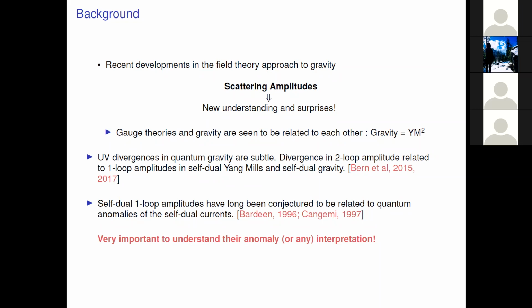Further, it has been known for a long time that the self-dual one-loop amplitudes have been conjectured to be related to quantum anomalies of the self-dual currents. This was noted by Bardeen and Cangemi in 1996 and 1997. So what arises is that the divergence in the two-loop amplitude is ultimately related to some kind of quantum anomaly which has not yet been discovered, but it has been linked to these one-loop amplitudes. And that is why it is very important to understand the anomaly interpretation of the one-loop amplitudes.